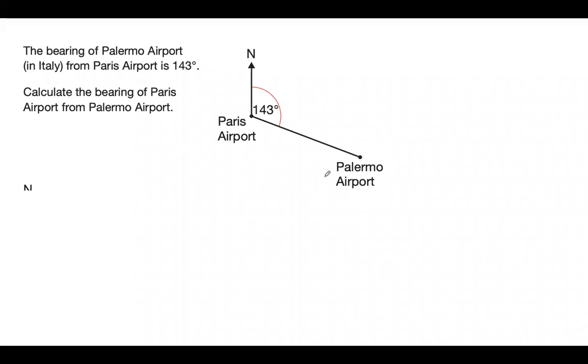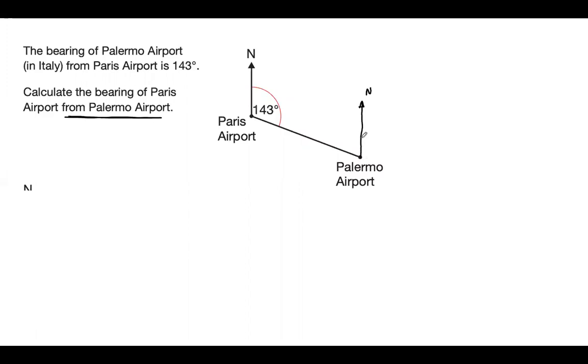The bearing of Palermo Airport in Italy from Paris Airport is 140 degrees. Calculate the bearing of Paris Airport from Palermo Airport. So I'm going to underline, as I said before, the word from Palermo Airport, just to clarify where I will begin to draw the angle of the bearing. So it's from this point here. And from this point, I'm going to draw the northern line, a straight northern line right there, and an arrow at the end of the northern line. So I've done this one.